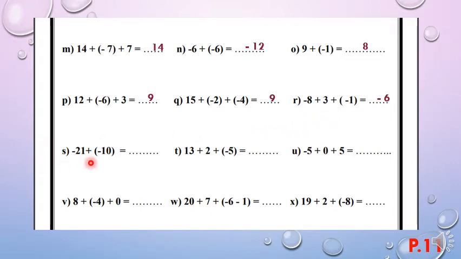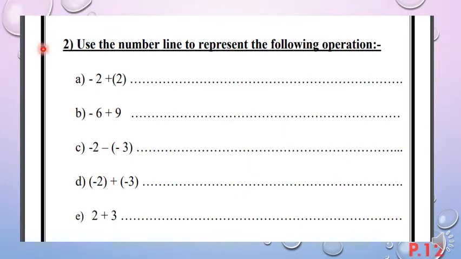Negative 21 plus negative 10 equals negative 31. 13 plus 2 plus negative 5 equals 10. Negative 5 plus 0 plus 5 equals 0. 8 plus negative 4 plus 0 equals 4. 20 plus 7 plus negative 6 minus 1 equals 20. 19 plus 2 plus negative 8 equals 13. We are in page 12, number 2.